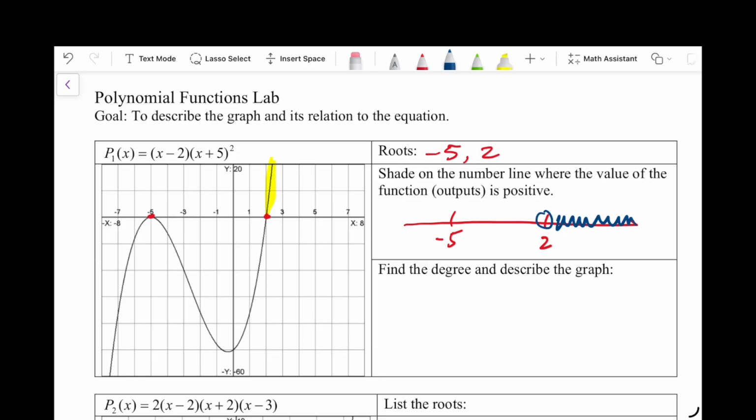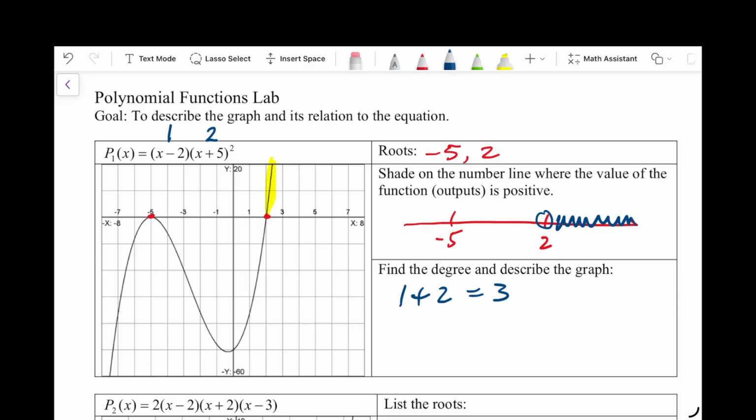Now, let's look at the degree. There's a couple of different ways to find this. One way is by looking at the equation. You have a first degree factor and a second degree factor. Well, just add those together. 1 plus 2, the degree is 3.